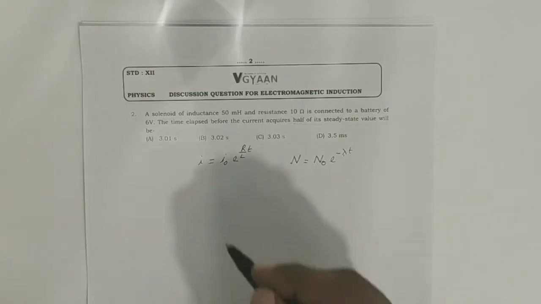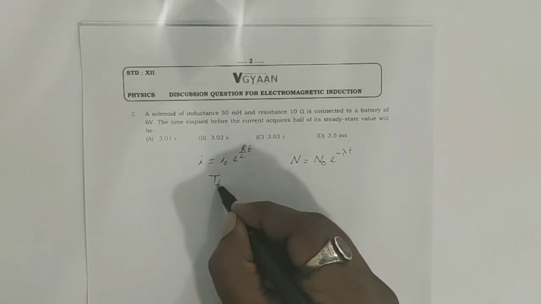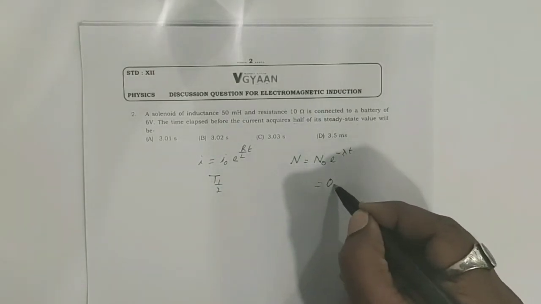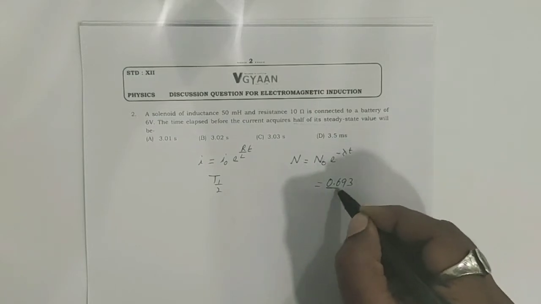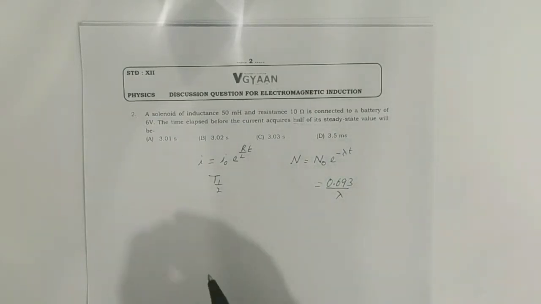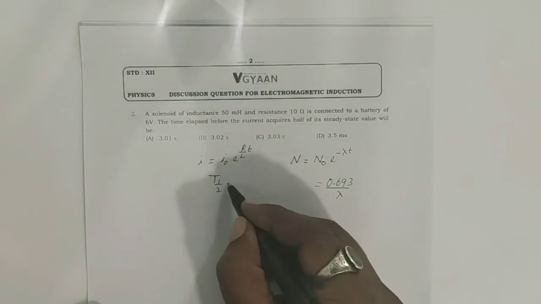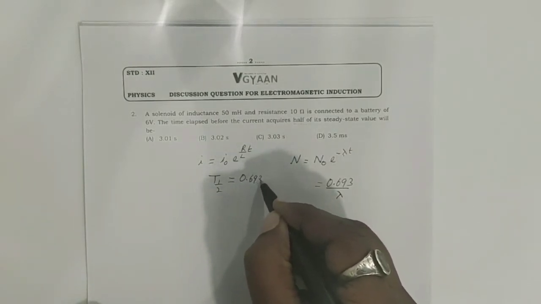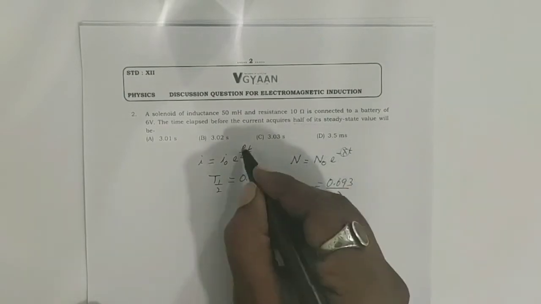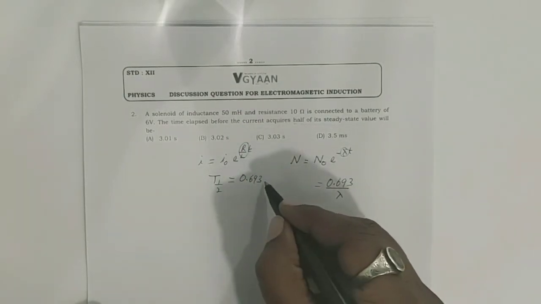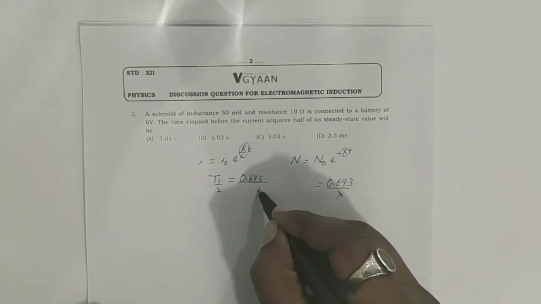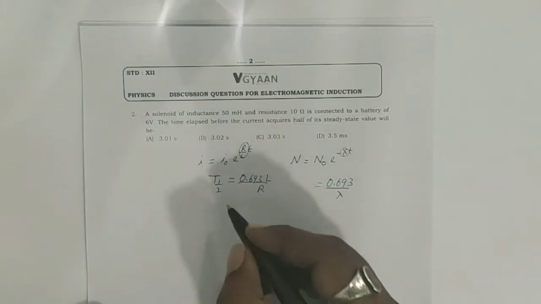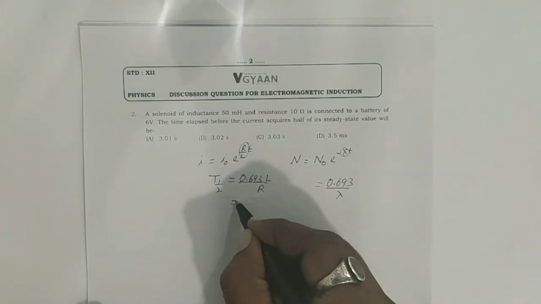which happens eventually. If we want T half, which over there it was 0.693 upon lambda, we could have done the same derivation over here, but we want the answer as quickly as possible. So this is 0.693 upon, instead of lambda we have R upon L over here, so this will be divided by R upon L. So now I want the half time.